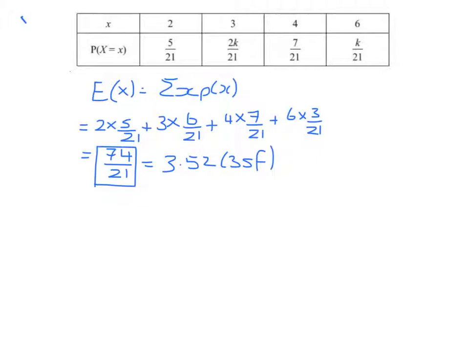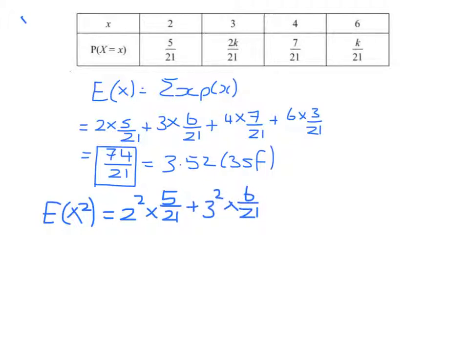Next part, then we want the expectation of x squared. And for this, we are going to square the x values and multiply by their probabilities. So 2 squared, 3 squared, 4 squared, and 6 squared. And this gives us 14.